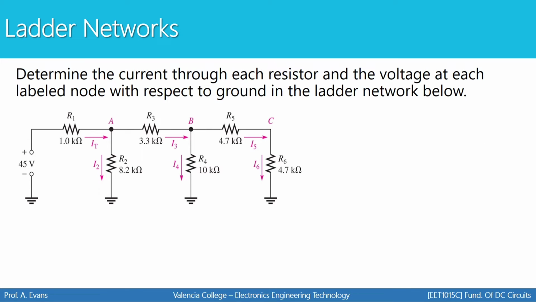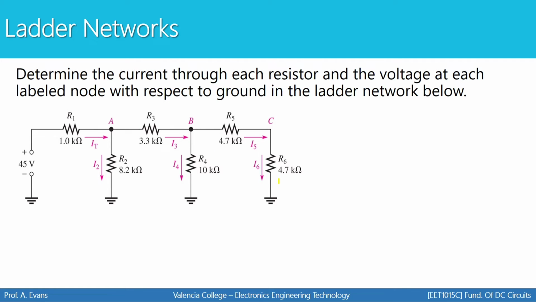Next, we're going to move on to another concept called ladder networks. A ladder network is a series parallel circuit. And what we're going to do is determine the current through each resistor and the voltage at each node with respect to ground in the ladder network below. If you take a look at this circuit, R1 is here, R2, R3, R4, R5, and R6.